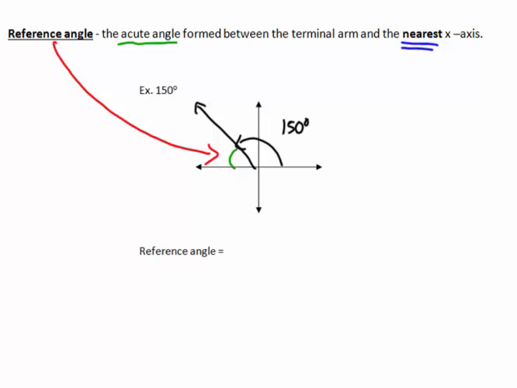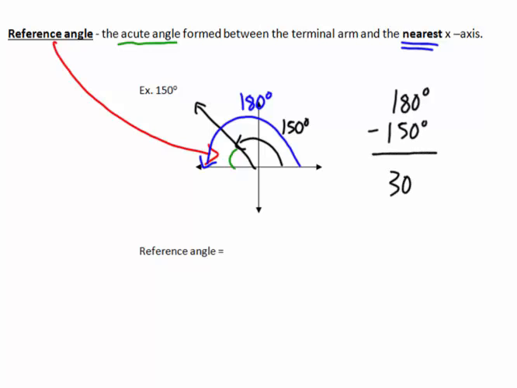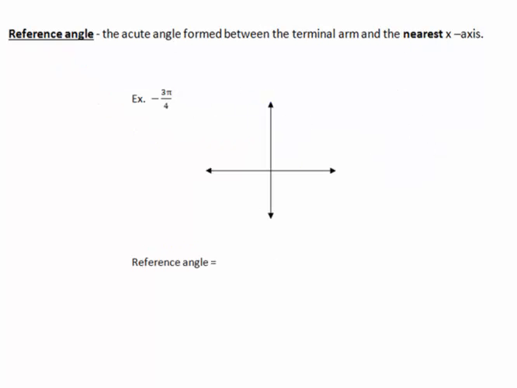Now it's pretty easy to find the reference angle because if we were to go all the way across, we'd be at 180 degrees. But we're not all the way there, we're just at 150, so some simple subtraction of 180 degrees minus 150 degrees, and there's our reference angle. 30 degrees is the reference angle. Now we can also find the reference angle in radians. So if we're at negative 3 pi over 4 and we want to find the reference angle, well, negative 3 pi over 4, remember, this is 180 or pi. If we're going in the negative direction, this would be negative pi.